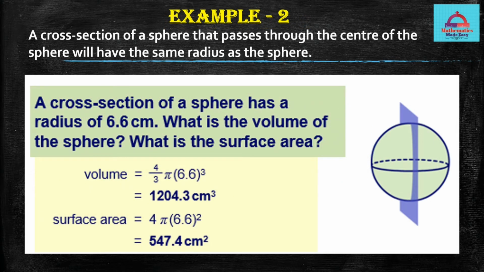So this is going to be our example 2 for today. A cross section of the sphere that passes through the center of the sphere will have the same radius as the sphere. This is going to be the concept that we will use in order to solve this question.